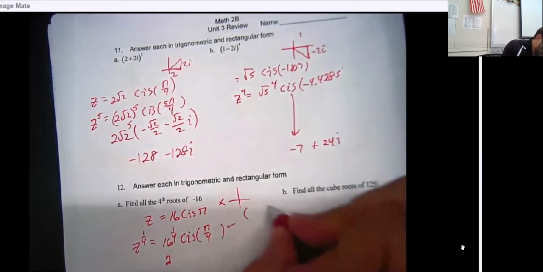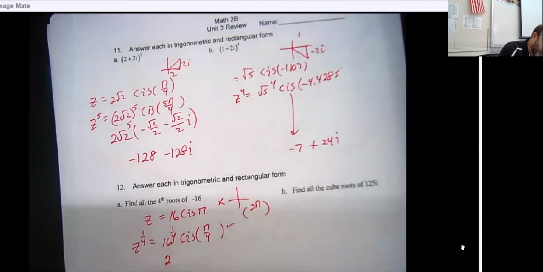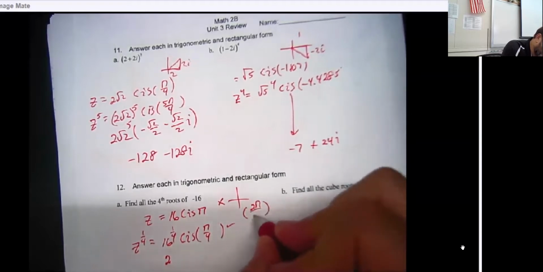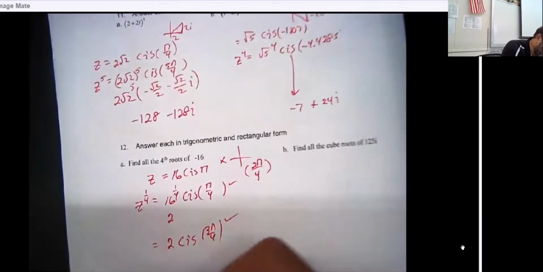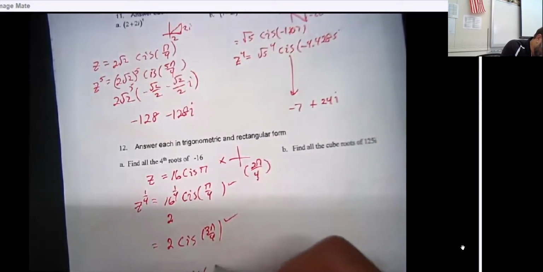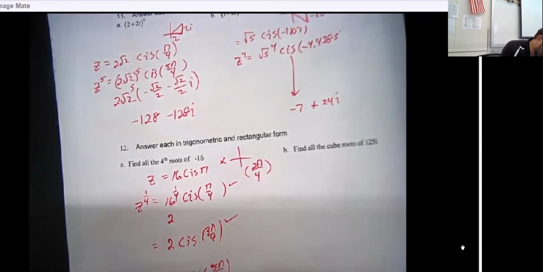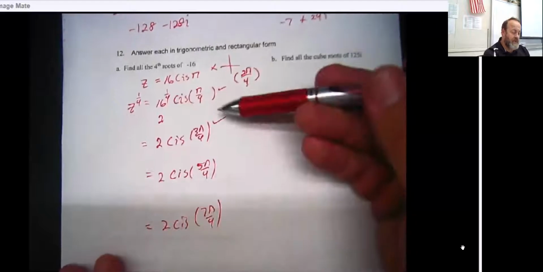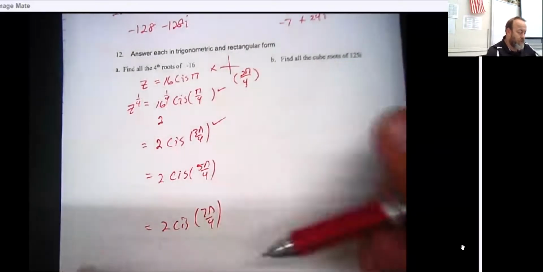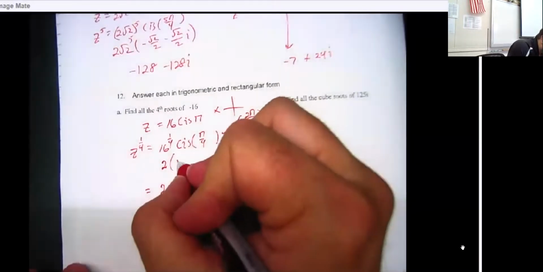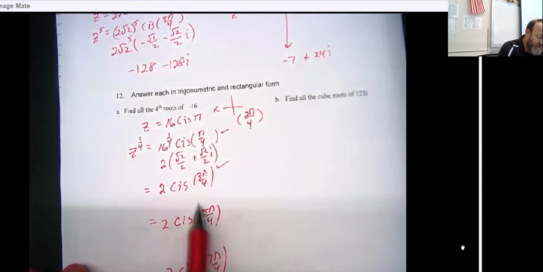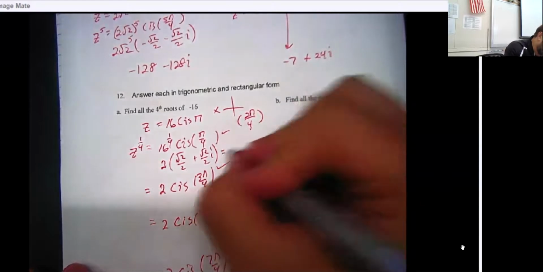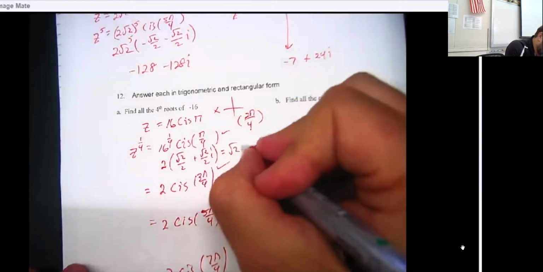The second answer is also 2. But because there are 4 answers, I'm going to evenly distribute those 4 answers across the full circle. So my second answer is going to be 3 pi over 4. My third answer is going to be 5 pi over 4. And my last answer is going to be 7 pi over 4. So we're just evenly distributing every 2 pi over 4. And this is actually pretty nice stuff, because these are all root 2 over 2's as we go down the line. So my first answer would just be root 2 plus root 2i.